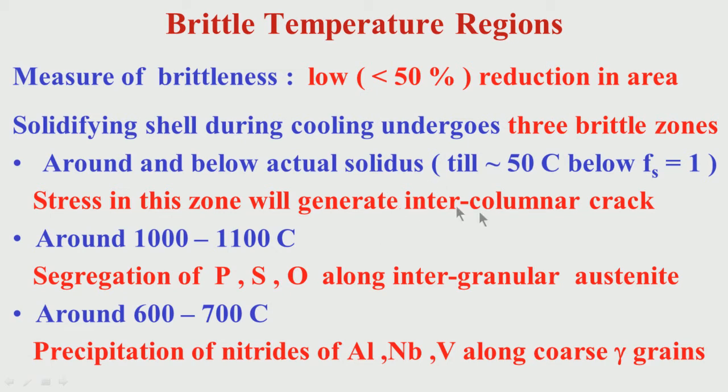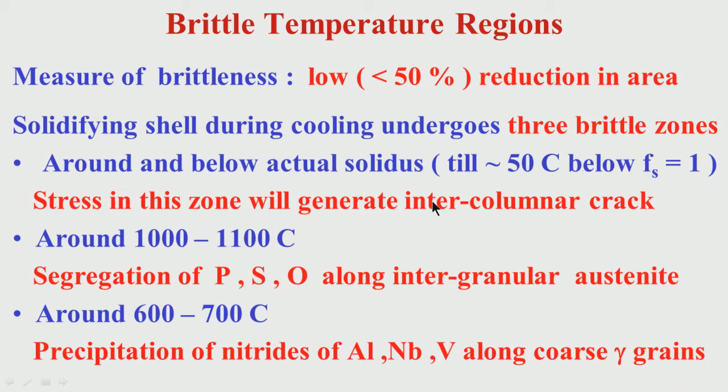Next, when it is getting cool, this temperature depends of course on the chemistry, but it can be 1450, 1400, 1350, or 1300. If the carbon equivalent or the nickel equivalent by chromium equivalent increases, the solidus temperature also decreases for the different chemistries. So what I am talking about is around solidus and within about 50 degrees centigrade below it. This is the first high temperature brittle zone.